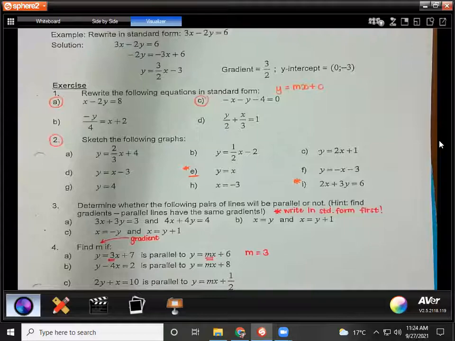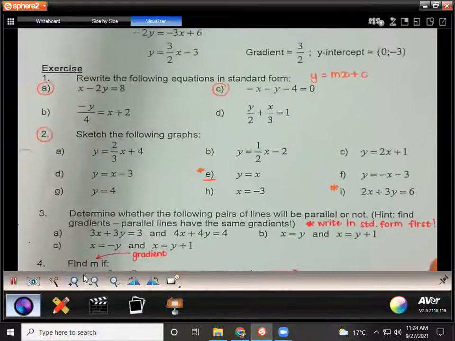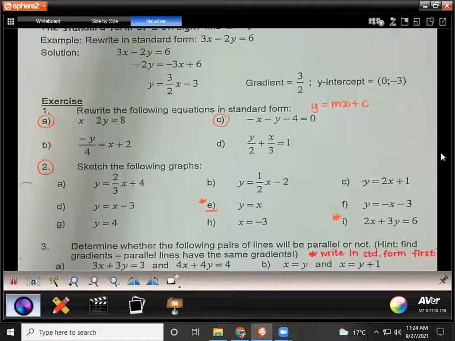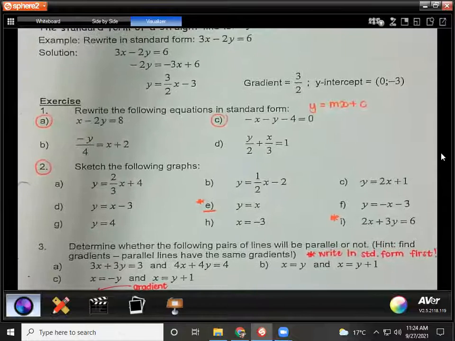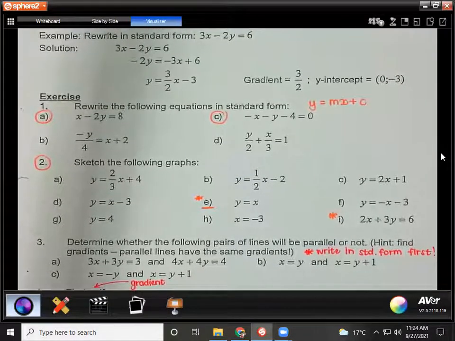Yes. Sure. And here we go. 1A and C, and then you are doing number 2, please.